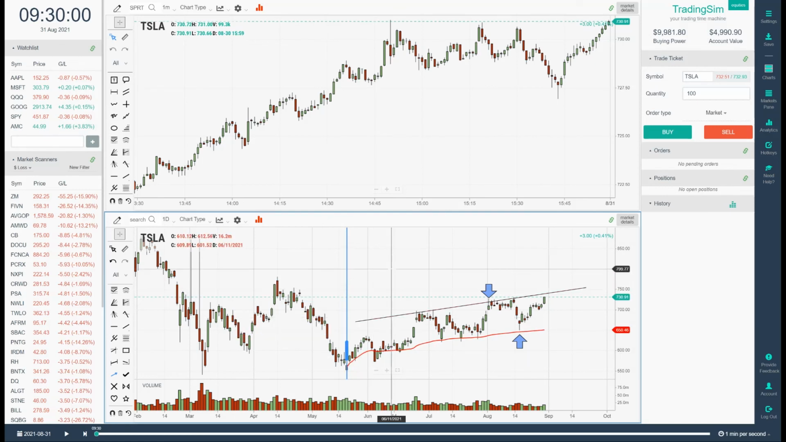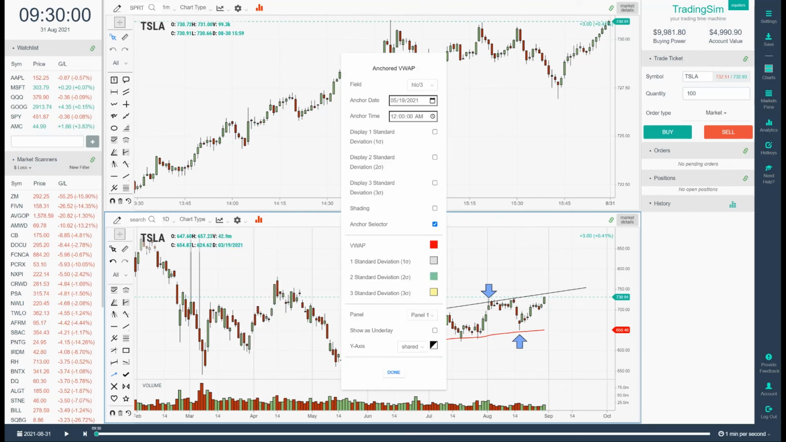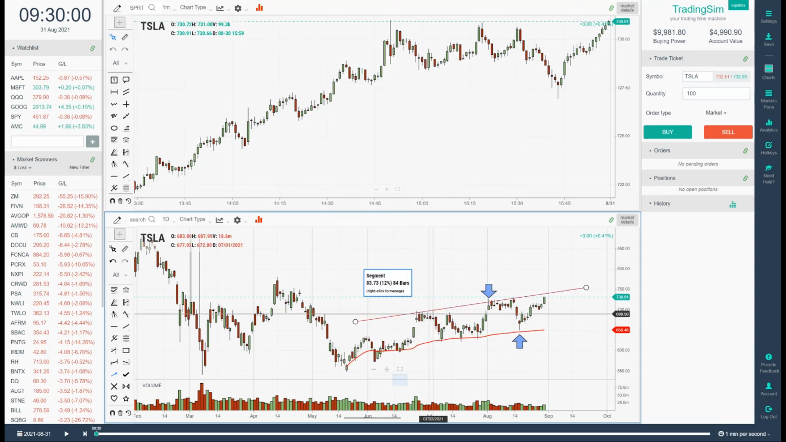All right, guys. Well, I hope that clears up a couple of different ways and a couple of different strategies you can use the anchored VWAP tool. And if you don't like the bar being on there, you can always just click on the AVWAP and get rid of the anchor selector. I'll do that just to show you. And then nice and clean chart there for you.